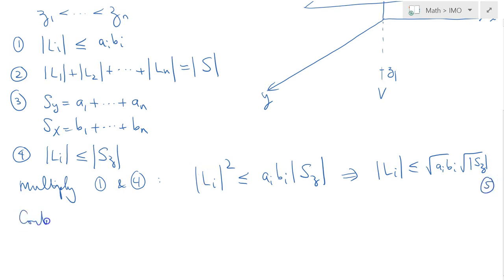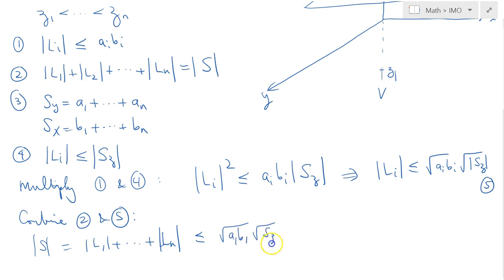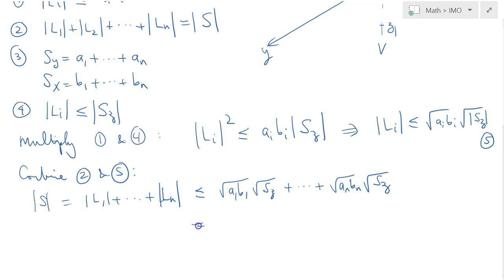So combine number 2 and number 5. We would get, let's write that down, S, which is equal to L sub 1 plus up to L sub n, is less than or equal to square root A1 B1 square root S_z plus all the way to square root A_n B_n square root S sub z, and we can factor out the square root S sub z: square root A1 B1 plus all the way to square root A_n B_n, times square root S sub z.